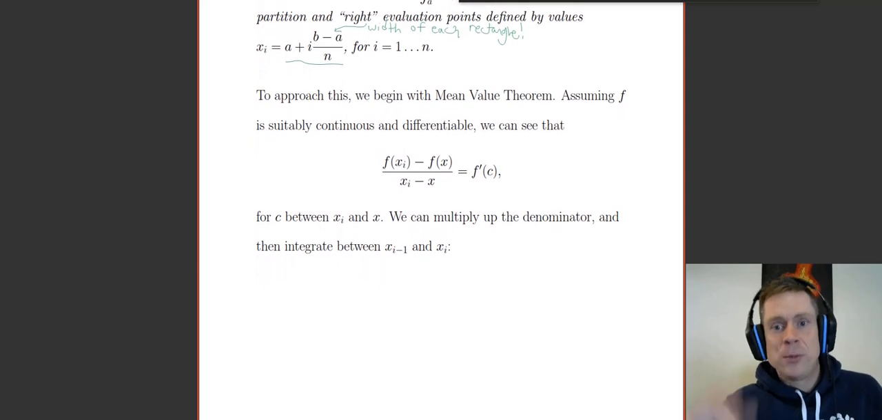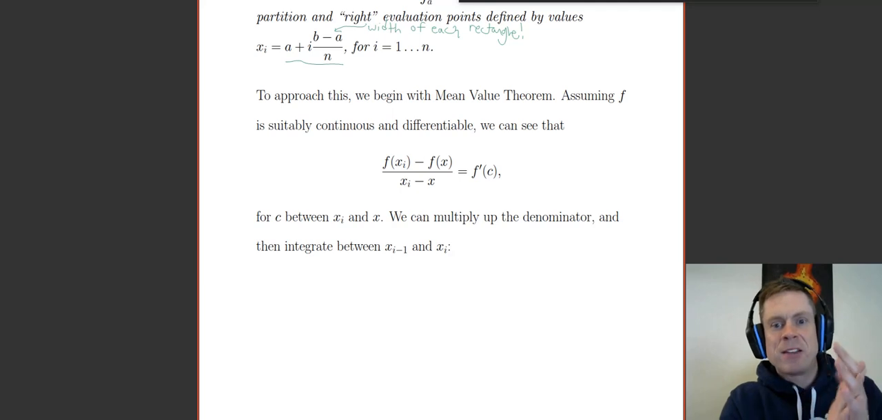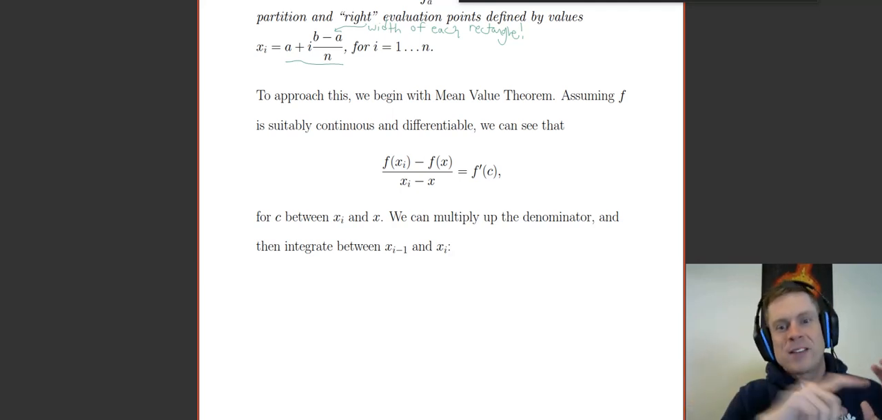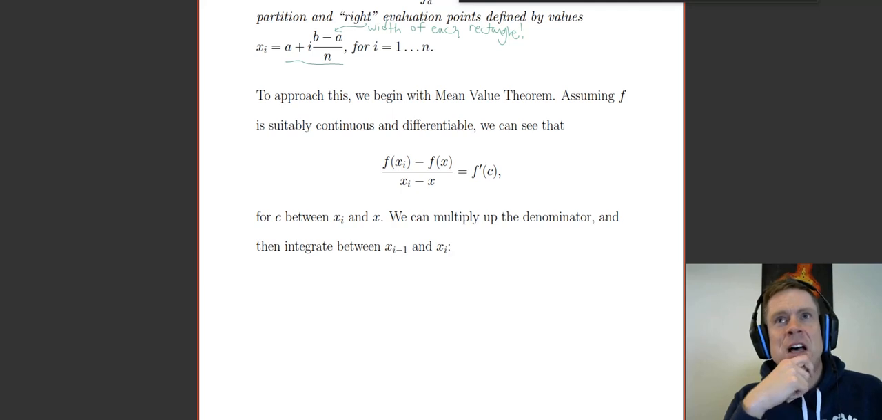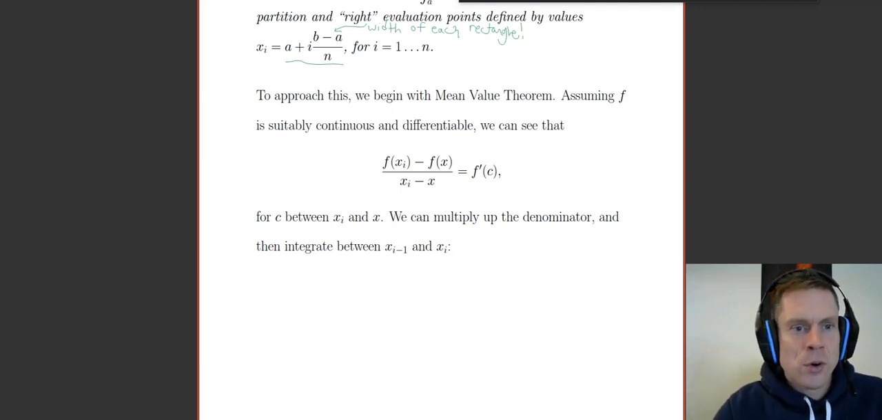So if a function is suitably smooth between x_i and x, I can say, based on the mean value theorem, that f prime of c is equal to (f of x_i minus f of x) over (x_i minus x). There's some point c at which the slope of the tangent is the same as the straight line slope between x and x_i, for some c between the two. We're going to start by multiplying up the denominator first and then integrating over values of x. That gives us a relationship between an approximation and the true value over that small interval. And then we'll add up all the intervals.